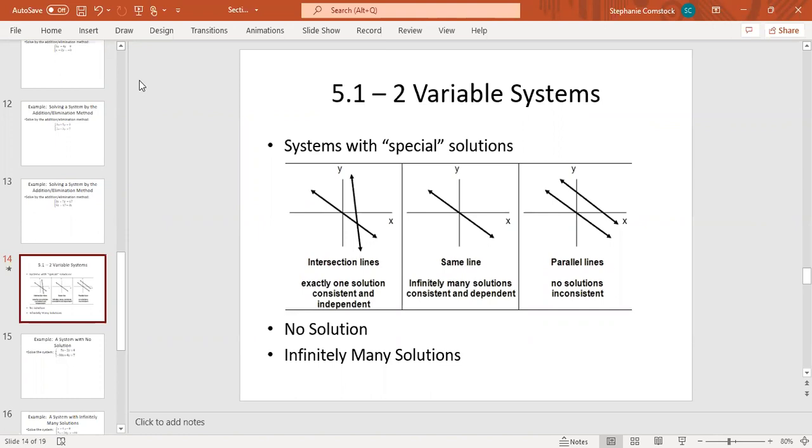Now, with intersecting lines, we're going to have exactly one solution. It is going to be what's called consistent. Consistent just means that I'm able to get an answer. And then independent means that I have the two separated lines that I can see.